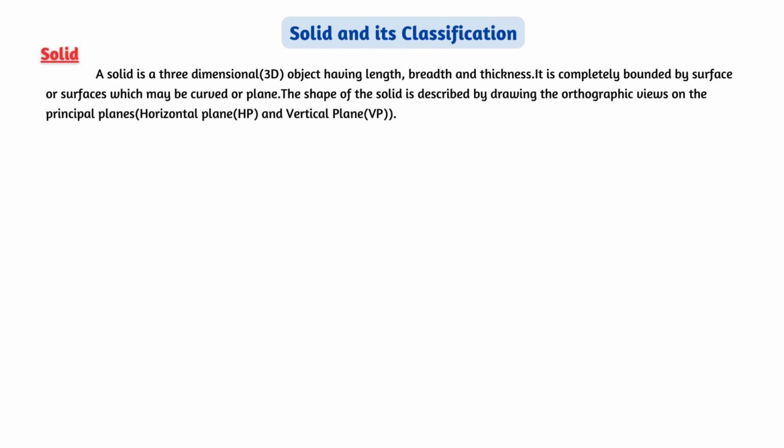First, we will see what a solid is. A solid is a three-dimensional object having length, breadth and thickness. It is completely bounded by a surface or surfaces which may be curved or plane. The shape of the solid is described by drawing the orthographic views on the principal planes, horizontal and vertical plane.